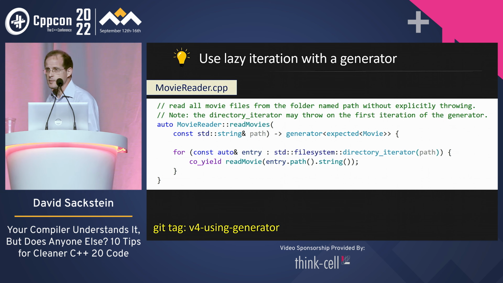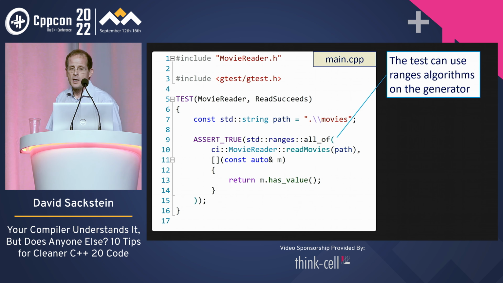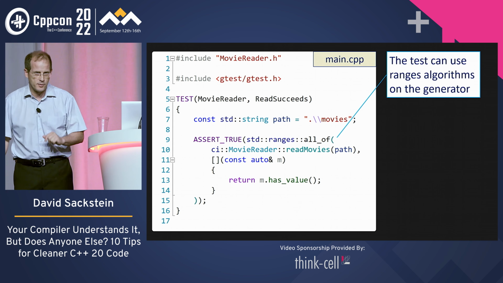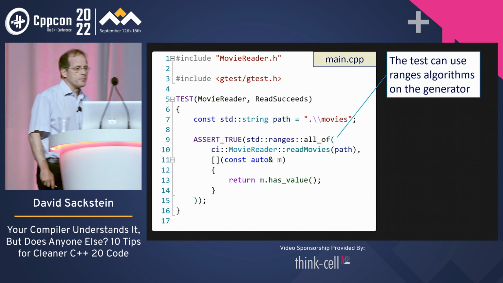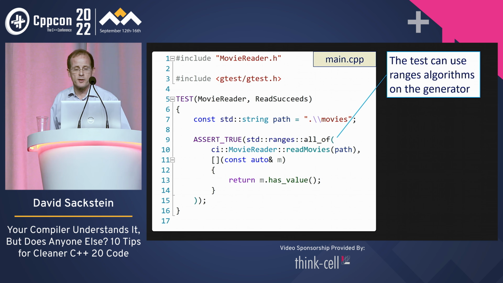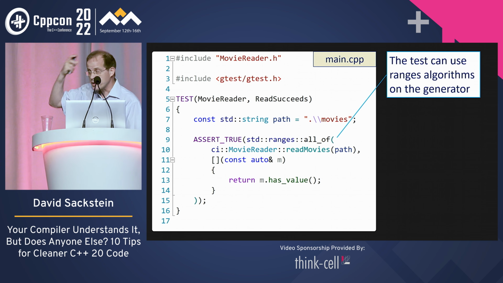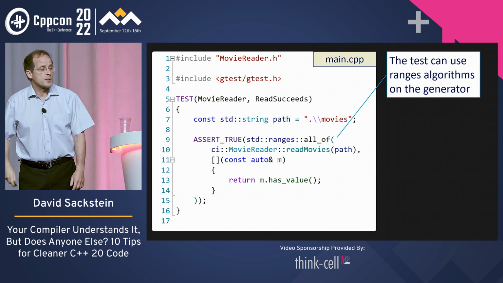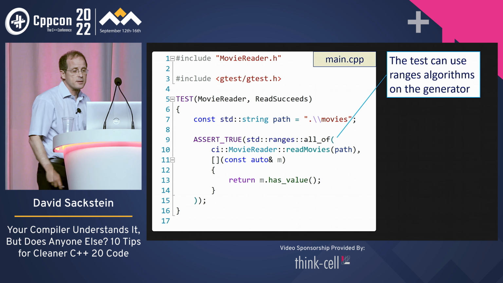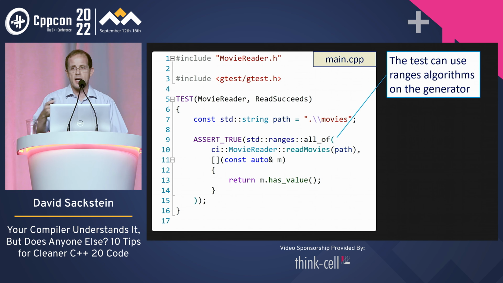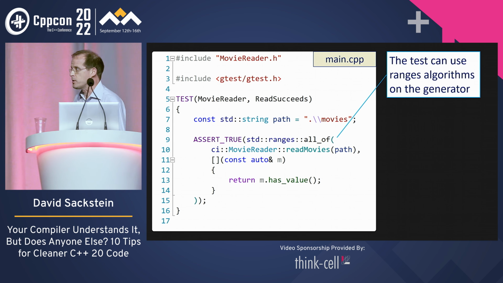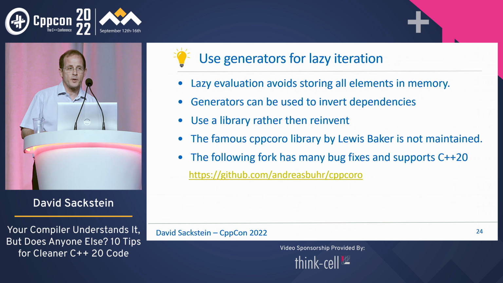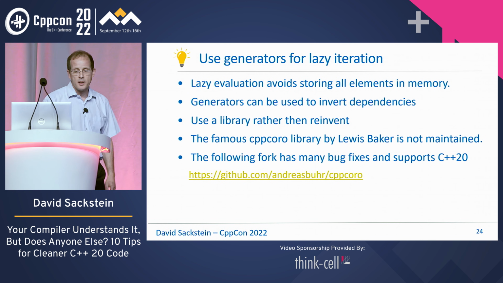So I've been using CppCoro. I'll just mention a word about CppCoro as a library, not so simple. But just to mention that once you're using a generator and you're returning a generator, the generator written by CppCoro is actually a range as well. So you can use range functions in your test to verify that the generator is actually generating values for each of the movies. So the recommendation here is to use generators for lazy iteration.